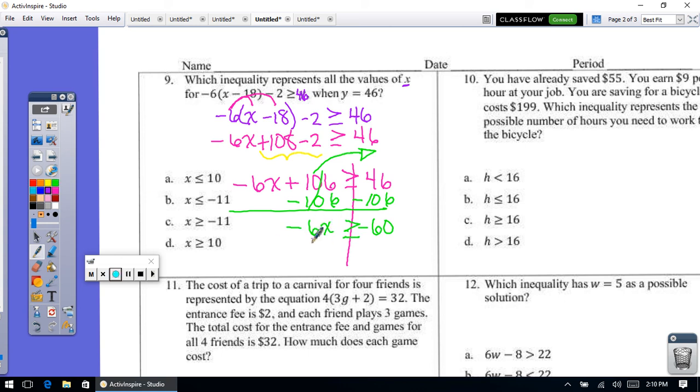My last step is to divide by negative 6. When you divide by a negative, that sign is going to change direction. We divide this by negative 6. Negative 60 divided by negative 6 gives me positive 10. Gives me x over here on the left. And so my answer is A.